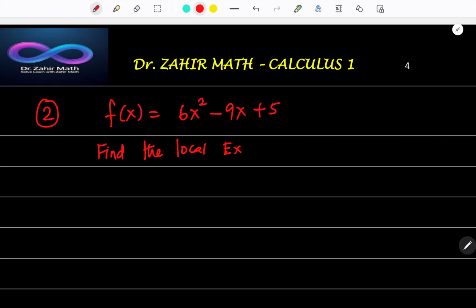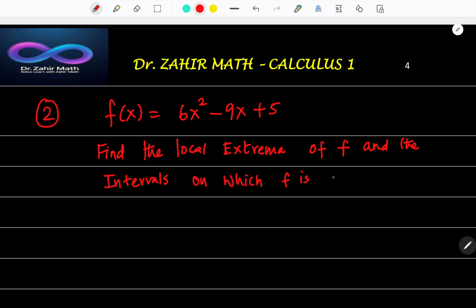Find the local extrema means what? Extrema means either maxima or minima. Local extrema of f and the intervals. Intervals means open intervals, right? Intervals on which f is increasing or decreasing. So this is the question. We are going to do it. Same steps I'm going to follow. Listen carefully. Solution, right? Let's go with step number 1.